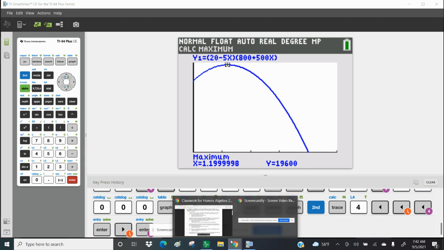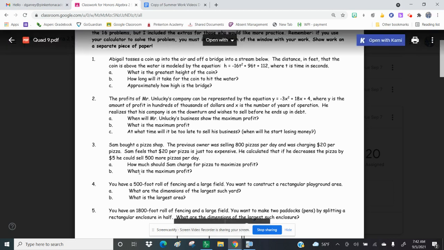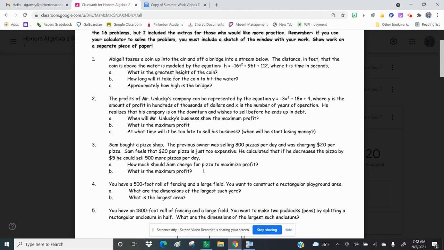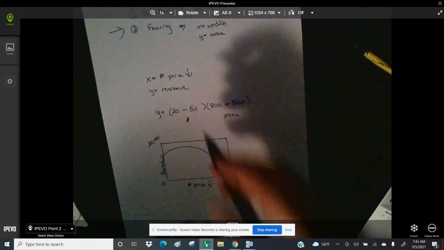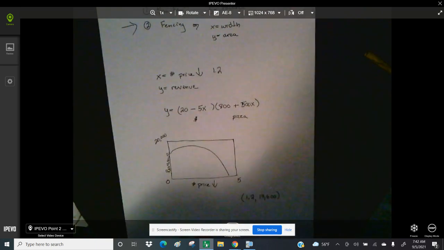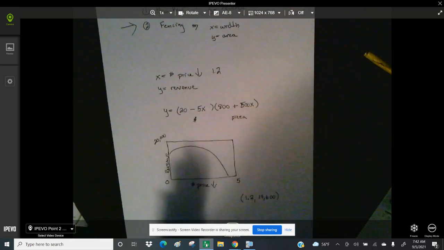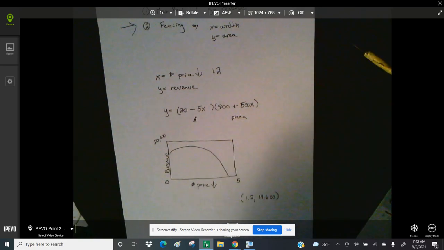So now let's go back and find out what did they actually ask. They said, how much should Sam charge for pizza to maximize profit? And what is the maximum profit? All right, so my X is 1.2. So that means I'm going to have 1.2 price decreases, or every decrease is going to be $1.20. Or no, I'm sorry. I'm going to have 1.2 $5 price decreases.